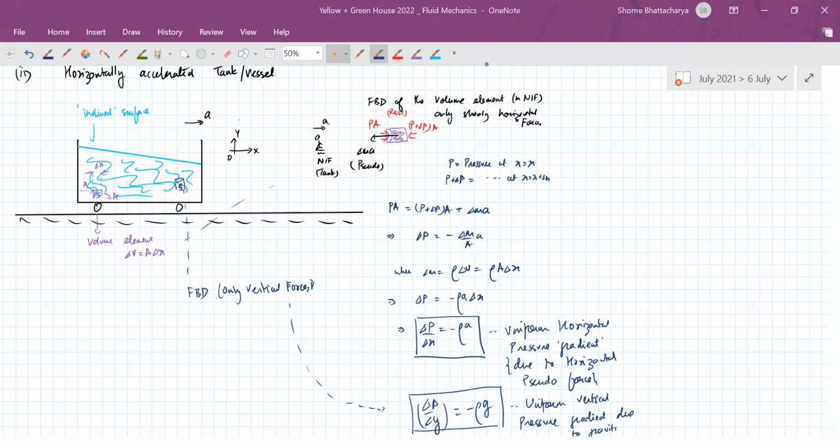So this is not a question of slow or fast. Whatever the value of acceleration is, the more the acceleration is, the more inclined the surface will become. But the liquid is at rest with respect to the tank, so it's at rest in a non-inertial frame. It doesn't matter whether the tank is accelerating fast or comparatively slow. The situation will be the same. It will only affect the value of the pressure gradient. The faster the tank is accelerating, the larger the value of the pressure gradient.